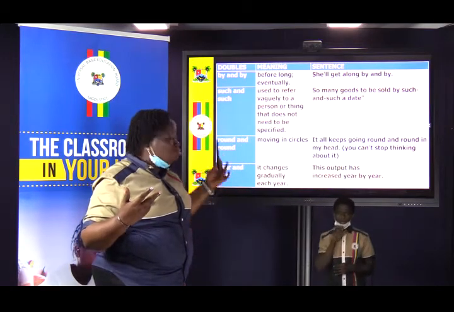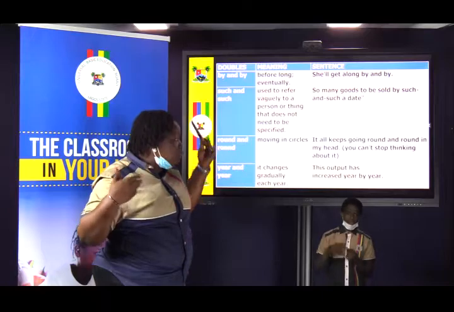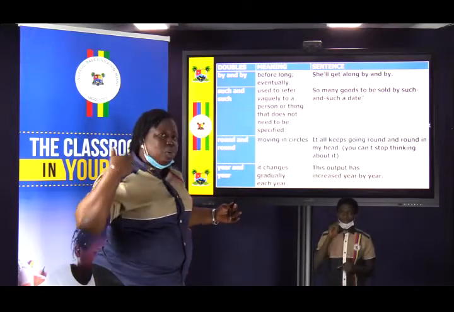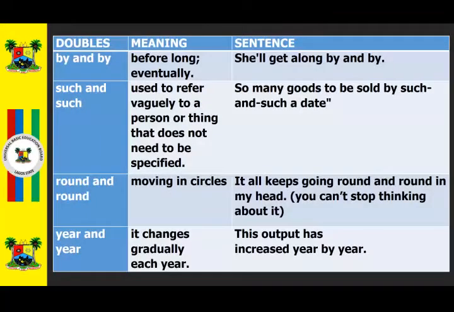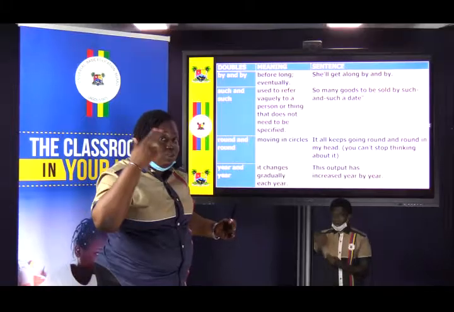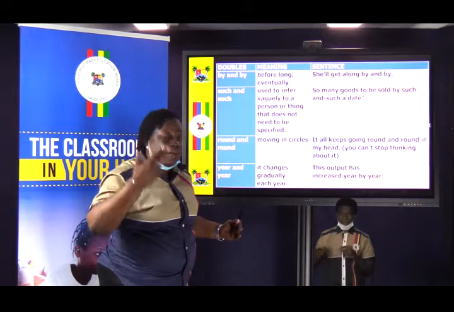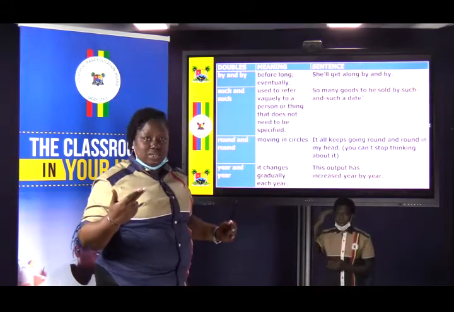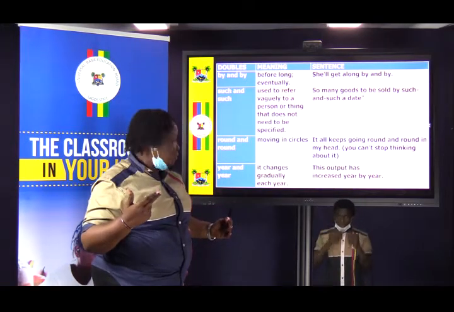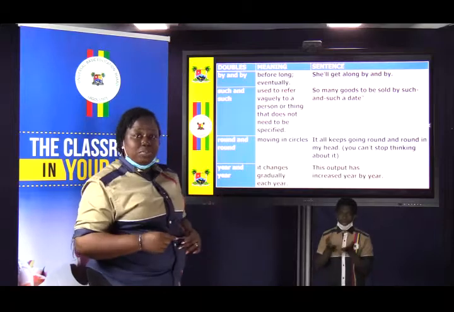You are using that to talk about, to say or to specify something that you cannot stop thinking about. It all keeps going round and round in my head. That means I couldn't take it off my head. I keep thinking about it. Are we together? Okay. Here is another example.